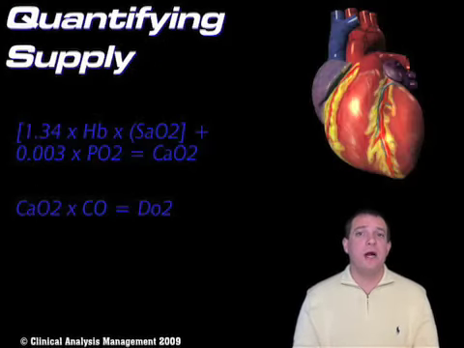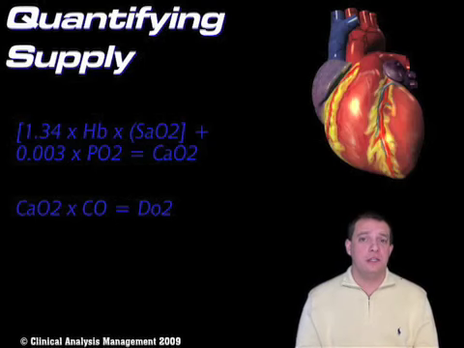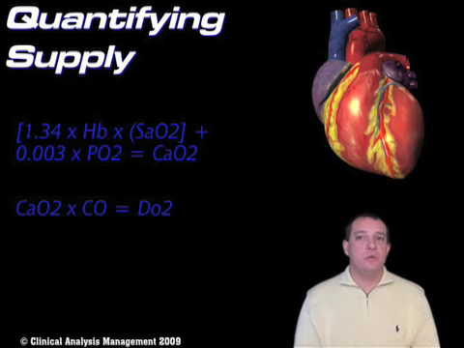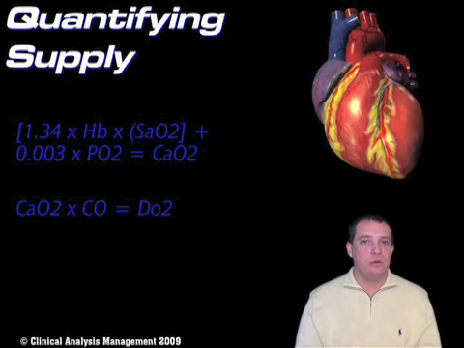delivery, there's actually a really common formula that we use in the intensive care unit to figure out what somebody's oxygen delivery is. And the way that we figure out somebody's oxygen delivery is driven by the formula that you see there. So if we want to figure out how much oxygen a particular patient is actually delivering in a minute, what we do is we take 1.34 times their hemoglobin times their SaO2. And then we add that to 0.003 times the PaO2, and that gives us something called the CaO2.